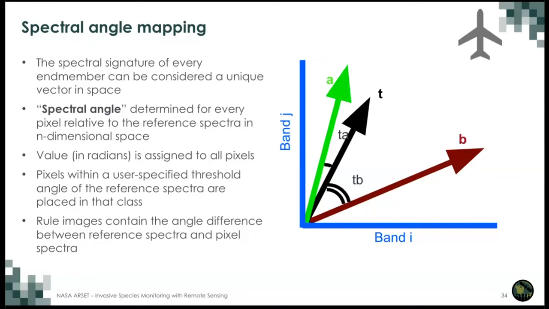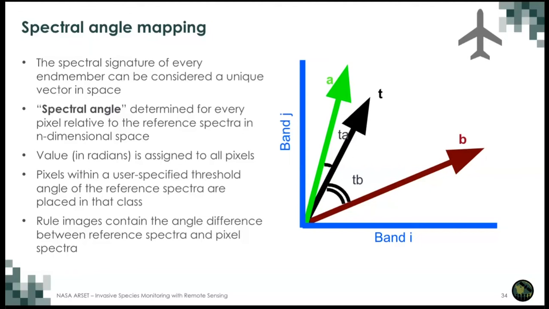You can then actually use this to classify your data because you can come up with a threshold, right? So you can say that the smaller the angle is between two spectra, the more likely they are to belong to the same class. And so in this example here, we have our reference spectrum T, and we have two unknown spectra, A and B. And if the classifier was trained with spectrum T, then spectrum A is going to be more likely to assign to class T than spectrum B, because the angle between A and T is smaller than the angle between T and B.